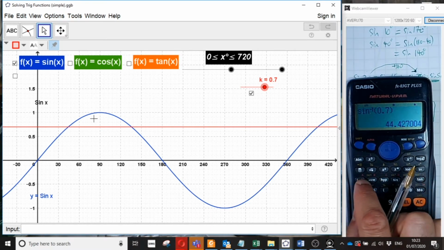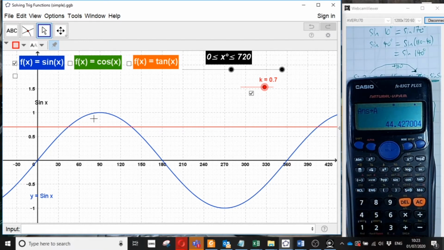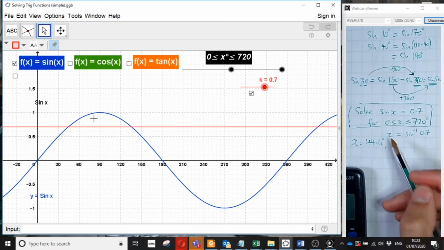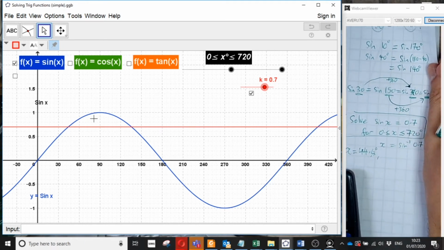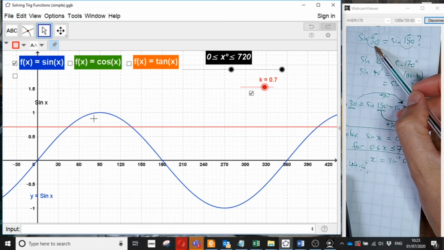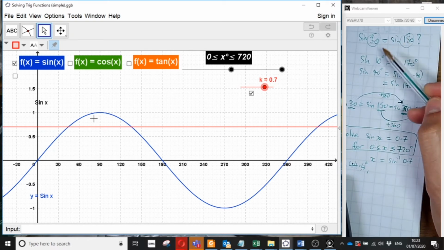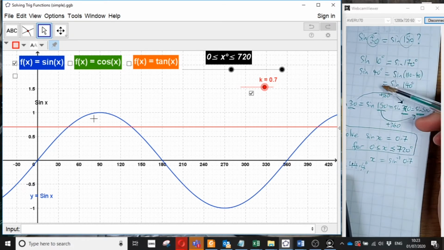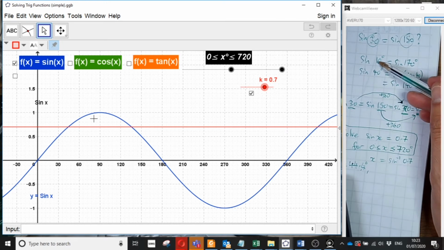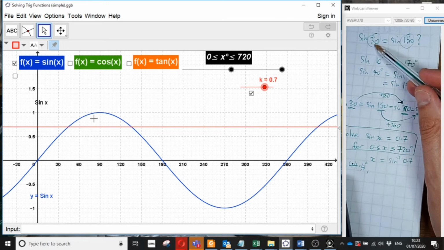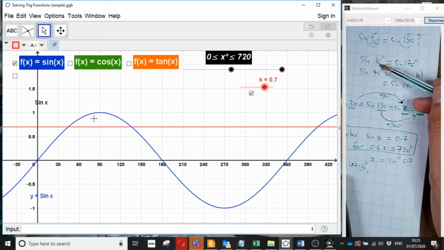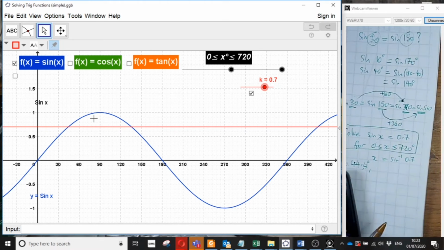Shift, store, and then I press that to put it in A. So that's in A, okay? Saved in A. Now, how do we go about getting the next answer? Think about how we got from 30 to 150, 10 to 170. I subtracted this number from 180, didn't I? 180 minus 30 is 150, 180 minus 10 is 170.